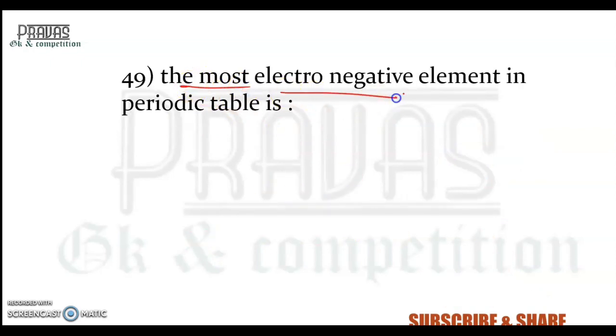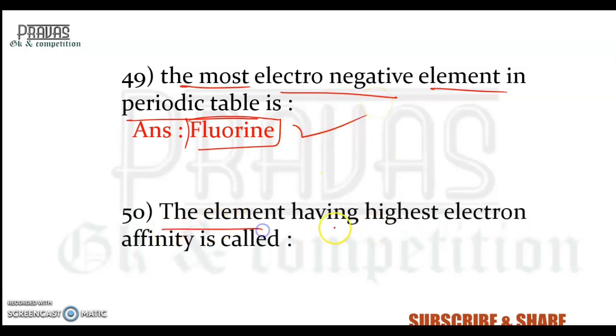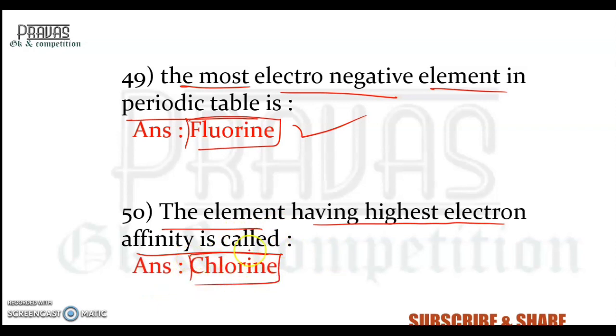The most electronegative element in the periodic table is fluorine. The element having highest electron affinity is chlorine. Chlorine has the highest electron affinity.